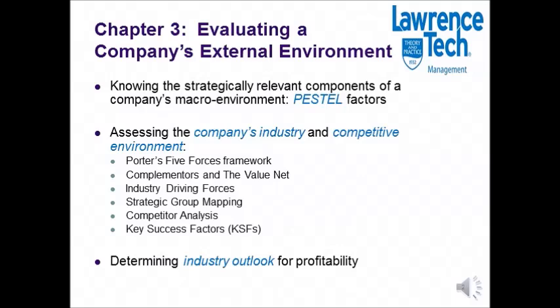When you're assessing the organization's industry and competitive environment, Chapter 3 here provides 6 tools. One is Porter's traditional 5 forces framework. The second is the value net. Number 3 is the industry driving forces. Number 4 is how to do strategic group mapping, which will be your discussion board for this week. You'll get to practice this. And then competitive analysis, and then coming up with the key success factors.